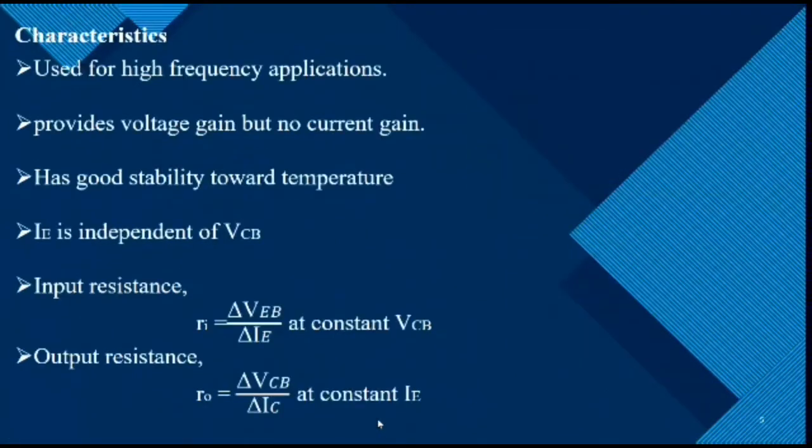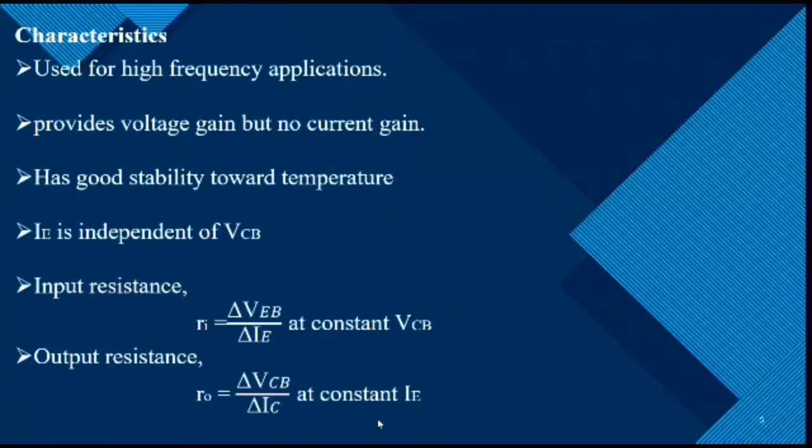Now let us see the characteristics of CB. Here, this configuration provides good stability against increase in temperature, and also it is used for high frequency applications. This configuration provides good voltage gain but no current gain.